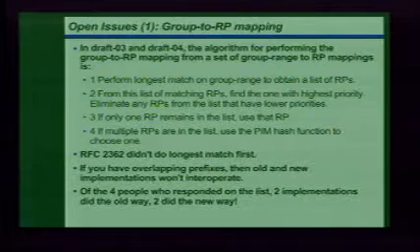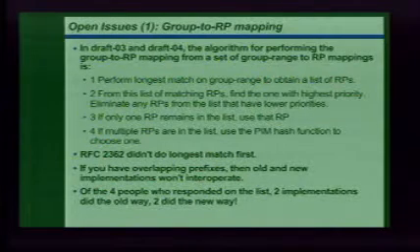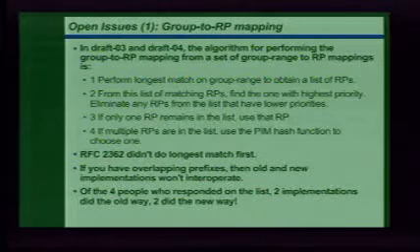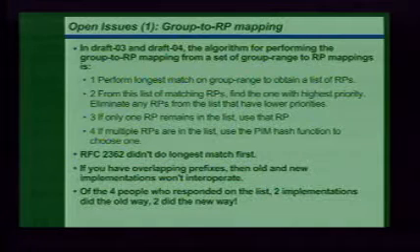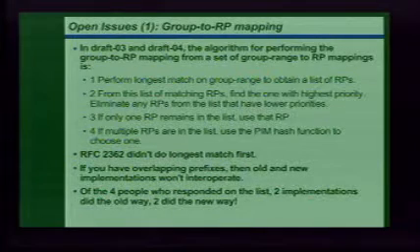There are a bunch of open issues remaining. This one we discussed on the mailing list, and we didn't get resolution, so I'd like to try and get resolution today. This is the algorithm for doing group to RP mapping. This is irrespective of whether you're doing BSR or AutoRP or some other random mechanism for getting the set of group range to RP mappings. It's once you have a bunch of group range to RP mappings, how do you choose which one to use?